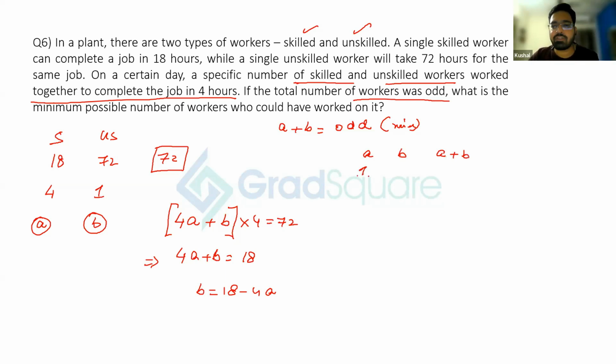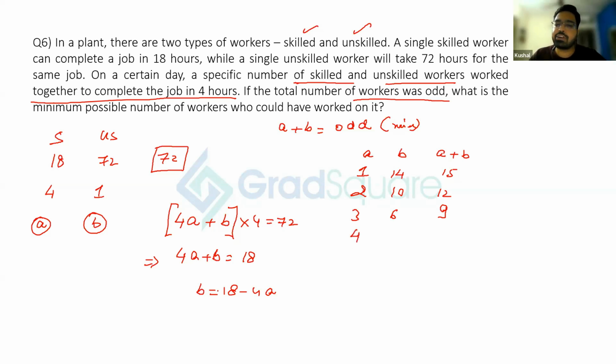If I take the value of A as 1, then what will happen? 18 minus 4 is 14, so the total is 15. Although odd, minimum is also involved there, so I'll have to be careful. Let me take the value of A as 2. 4 into 2 becomes 8, B becomes 10, the total becomes 12, but this is even. Let's take A as 3. 4 into 3 is 12, and 18 minus 12 gives me 6. The total is 9, which makes more sense to me.